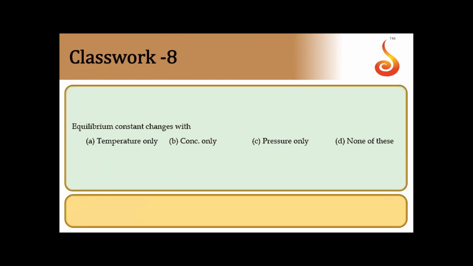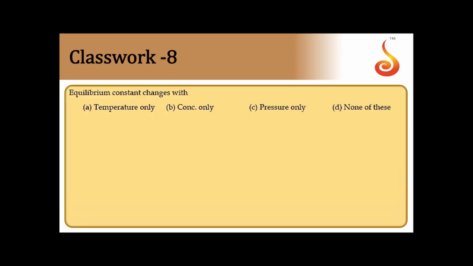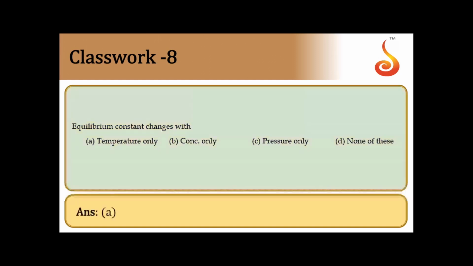Then, equilibrium constant changes with? It is actually independent of concentration, pressure as well as catalyst. It depends only on temperature. We have a relation for the temperature dependence of the equilibrium constant: log of K2 by K1 is equal to delta H by 2.303 R into (1 by T1 minus 1 by T2). So equilibrium constant changes only with temperature. Option A is the answer.